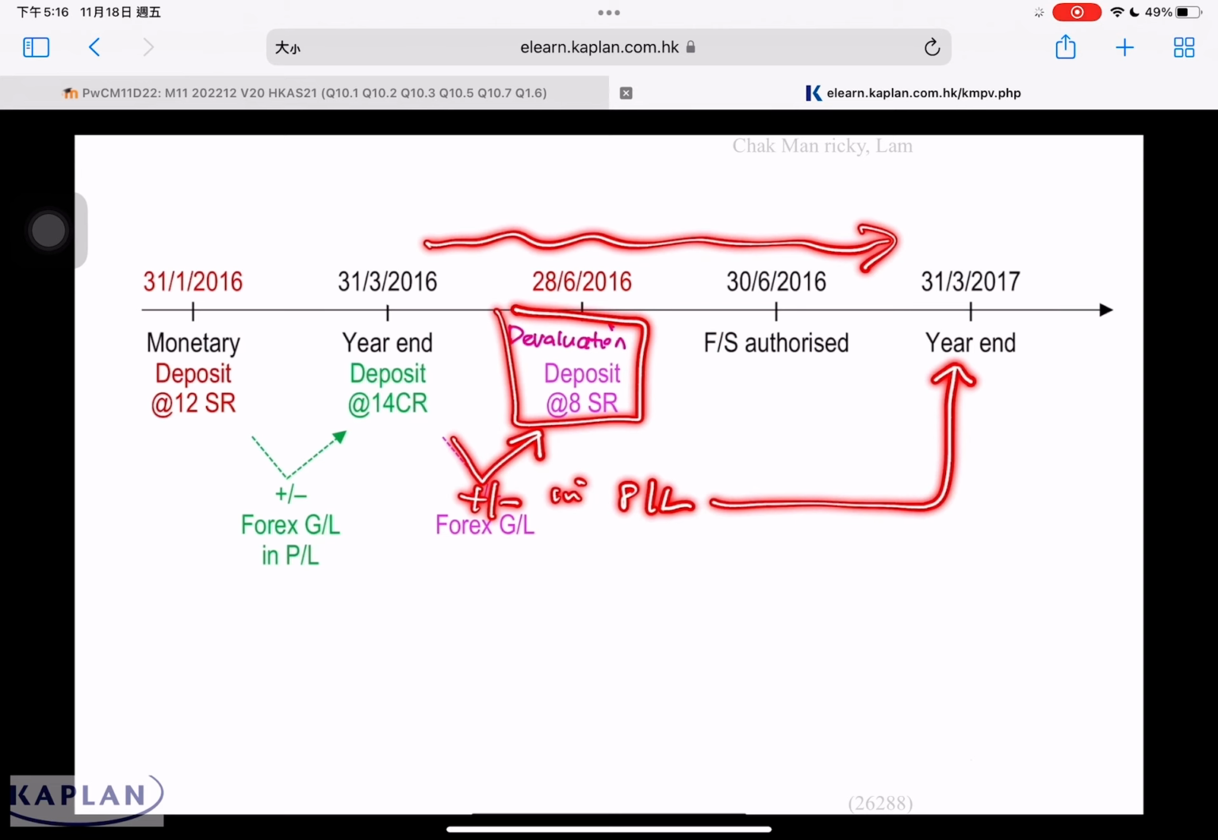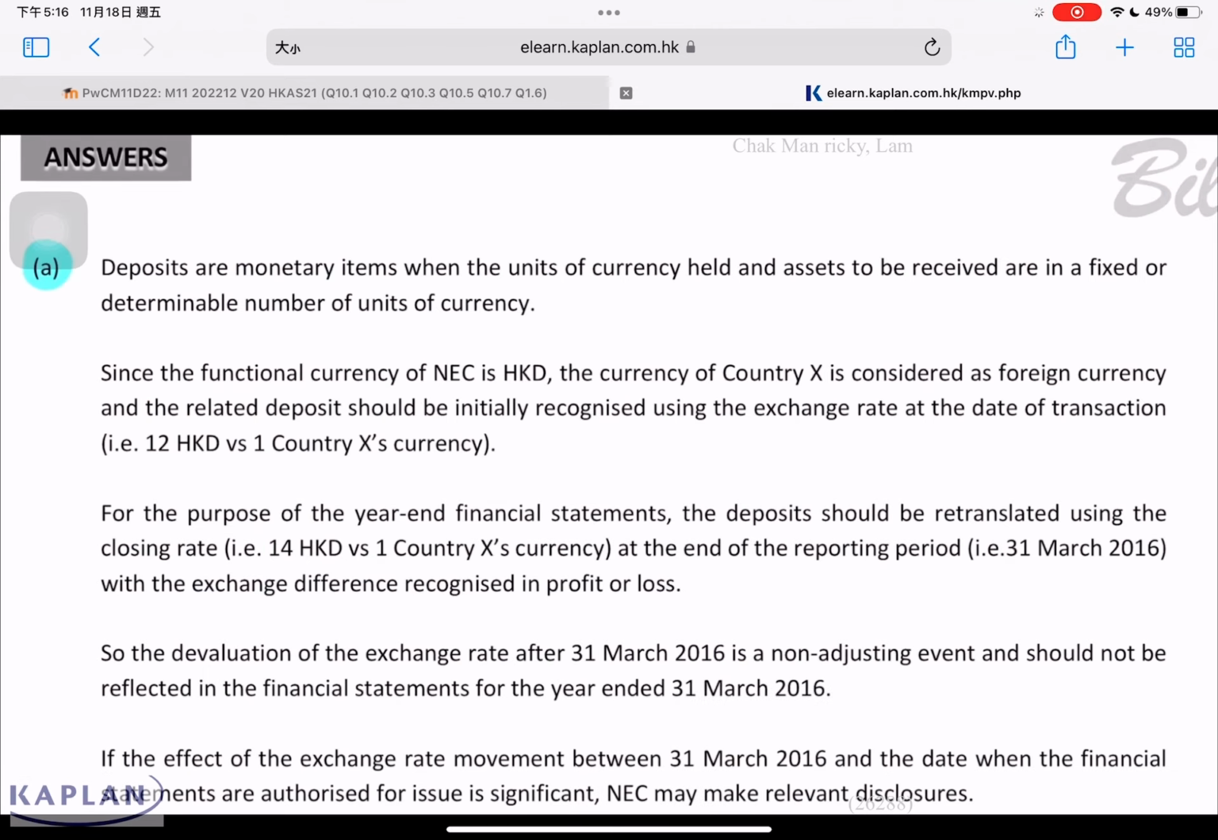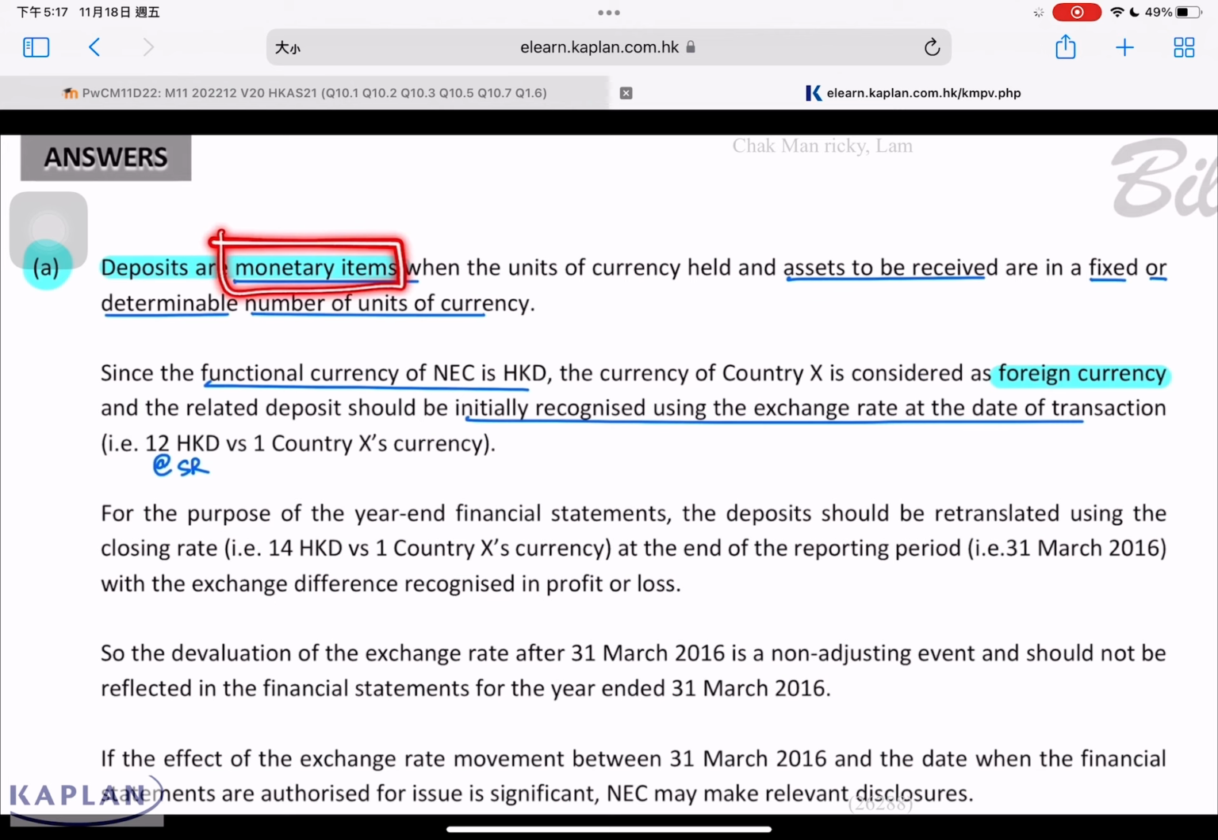Look at the suggested answer, part A. The deposit is considered a monetary item because these are assets to be received in a number of currency units that are fixed or can be determined. Since the functional currency of NEC is Hong Kong dollar, this is considered a foreign currency transaction. A foreign currency transaction initially must be recorded at the spot rate, which is equal to 12. For preparing the financial statement at the end of year, because this is a monetary item, it must be remeasured using the closing rate, 14.